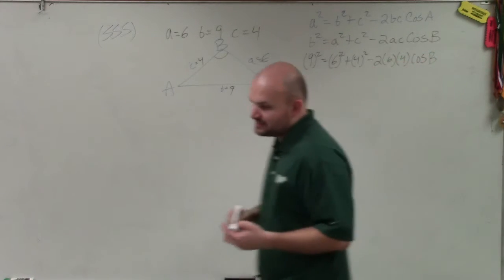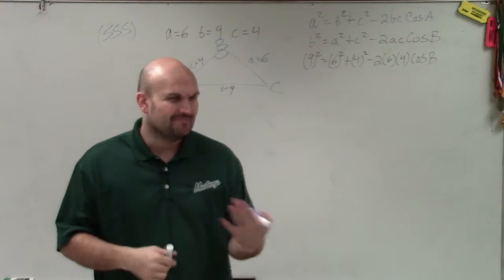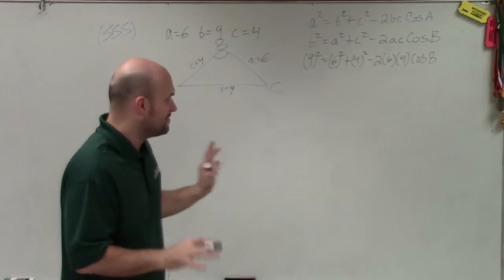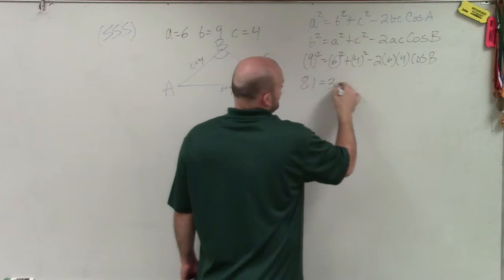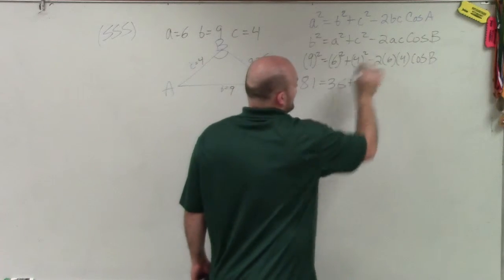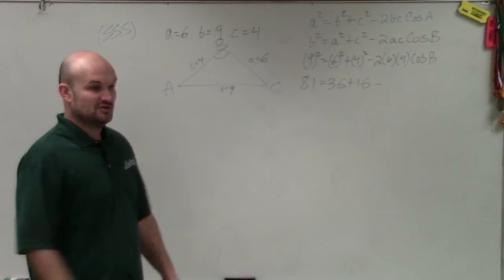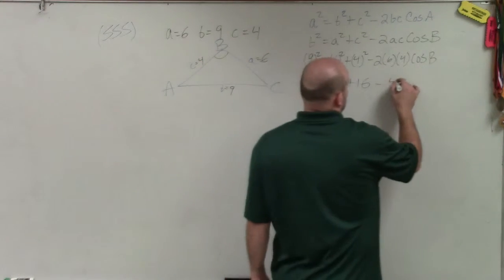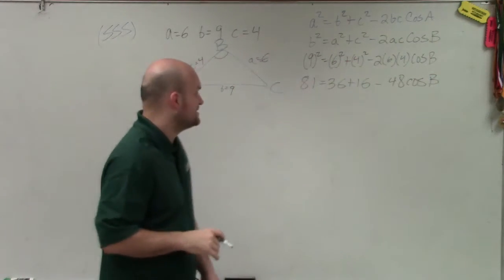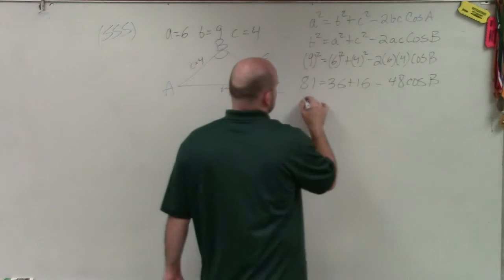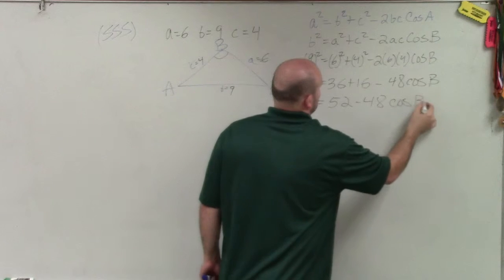Now, I think one of the biggest mistakes that I mentioned in the other law of cosines problem is students trying to work through this way too quickly. My advice, just work through this step by step, problem by problem. Follow the order of operations. So 9 squared is going to be 81 equals 36 plus 16 minus 6 times 4. 6 times 4 is 24 times 2 is 48 times the cosine of B. 36 plus 16 is going to be 52 minus 48 times the cosine of B.